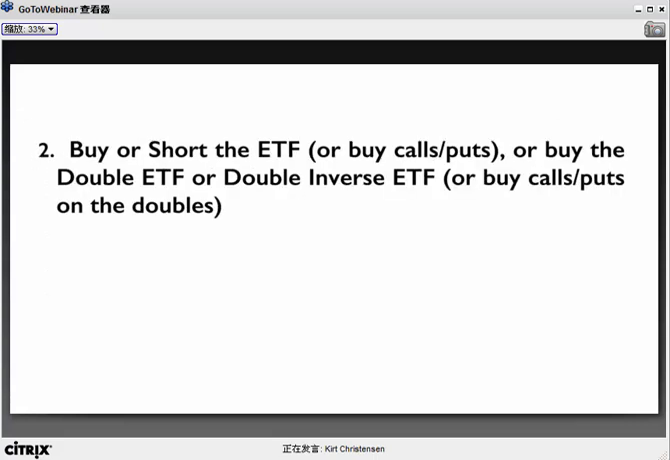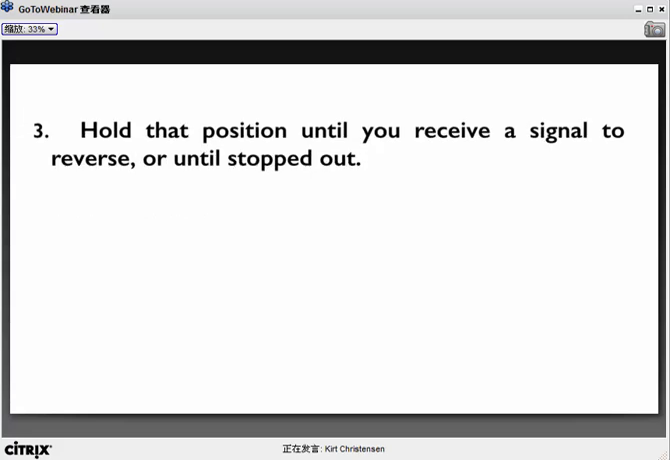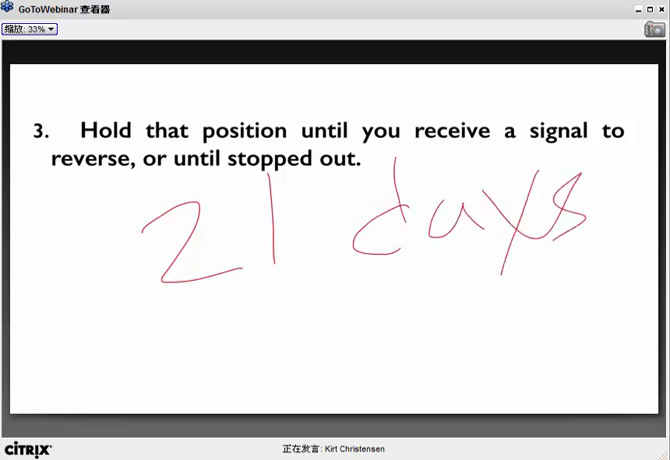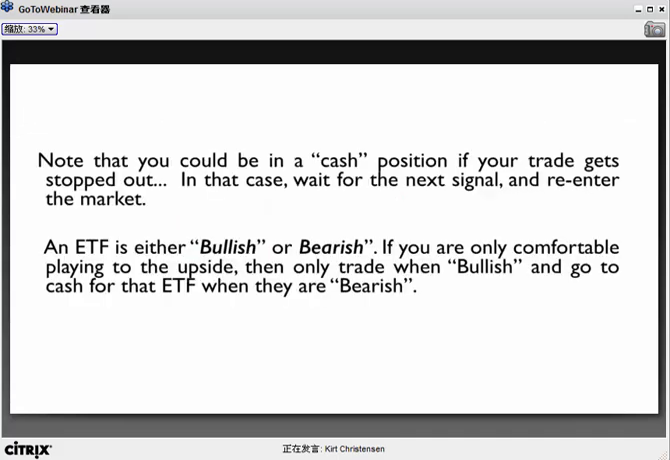And for most of our students, they start out by buying or selling the ETF or buying and selling the double ETF, and simply hold that position until you receive a signal to reverse or until you're stopped out. The average trade is about 21 days right now. Okay, and note you could be in a cash position if your trade gets stopped out. In that case, we wait for our next signal and re-enter the market.